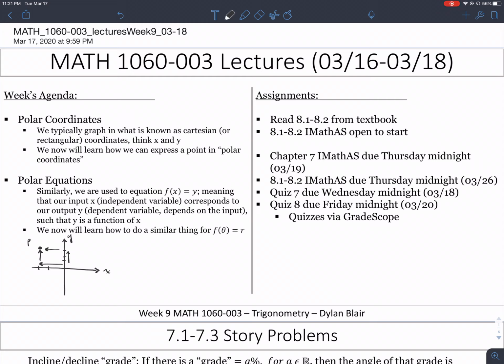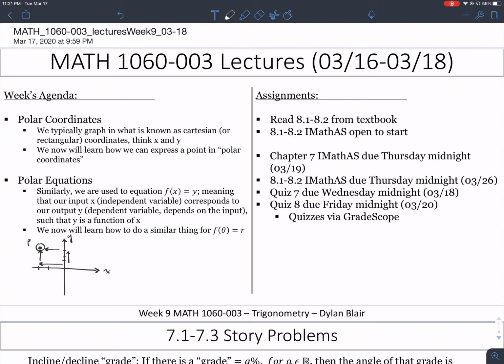So now what we're going to learn is how we can express a point in polar coordinates. So we're basically thinking about how can we extend inward and outward a radii and then rotate around positively or negatively, so counterclockwise or clockwise, in order to express a common point. Okay. And then we're going to extend this topic into polar equations.